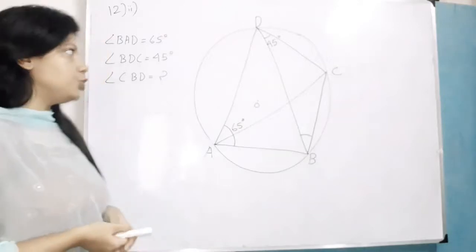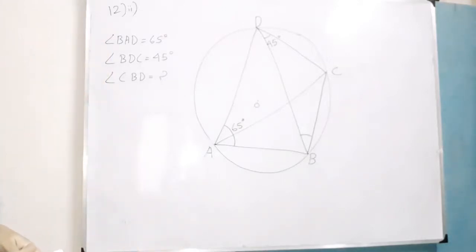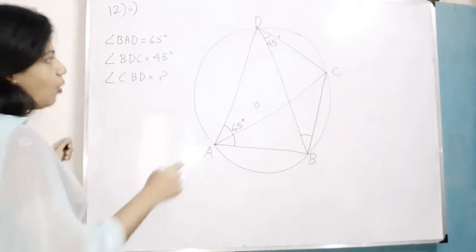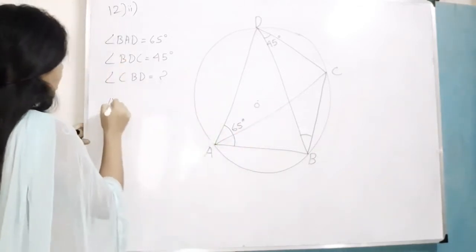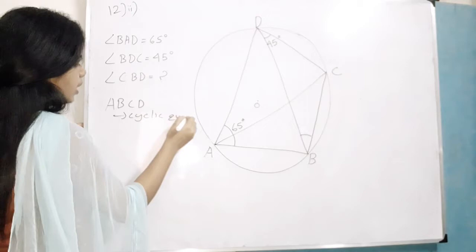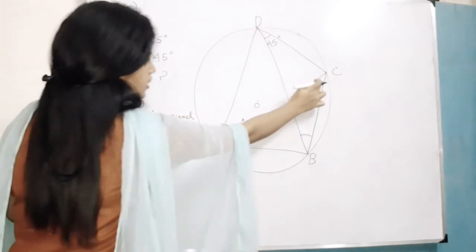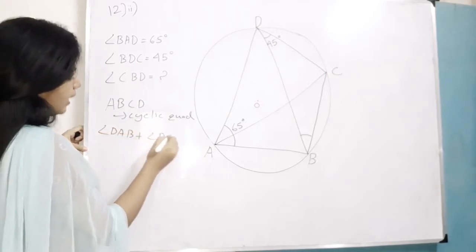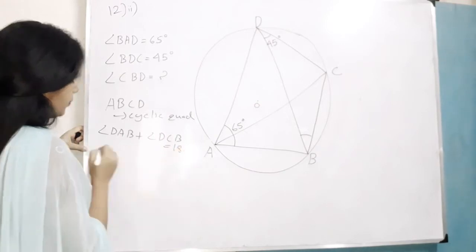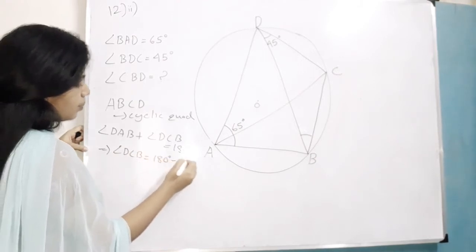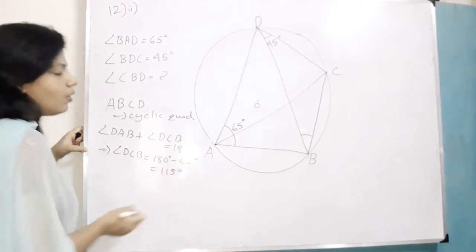Now this one is sum number 2. What is given here? Angle BAD equals 65 degrees, angle BDC equals 45 degrees, and we have to find angle CBD. If you observe this one, ABCD is a cyclic quadrilateral. That means the opposite angles will be supplementary. So we can write angle DAB plus angle DCB equals 180 degrees. Now angle DCB equals 180 degrees minus 65 degrees, that means 115 degrees.